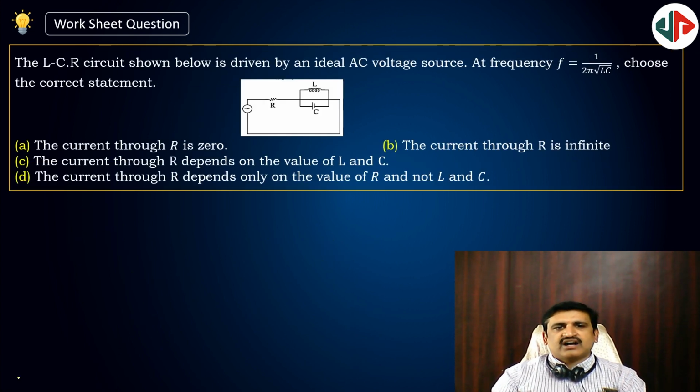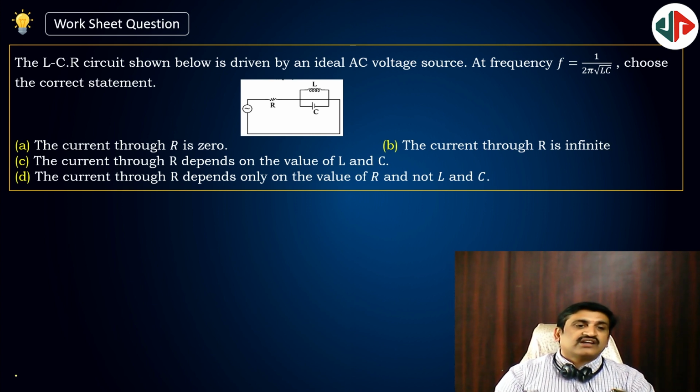Next question: an RLC circuit shown below is driven by an ideal AC source. The frequency f is equal to 1 by 2 pi root LC. Choose the correct statement. The options are: the current through R is 0; the current through R is infinite; the current through R depends on the value of L and C; the current through R depends only on R, not on L and C.